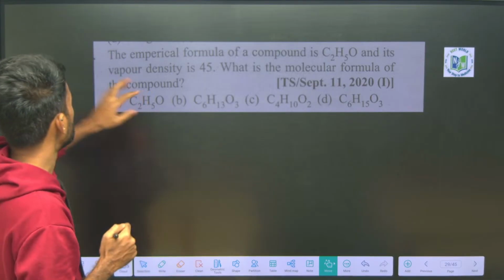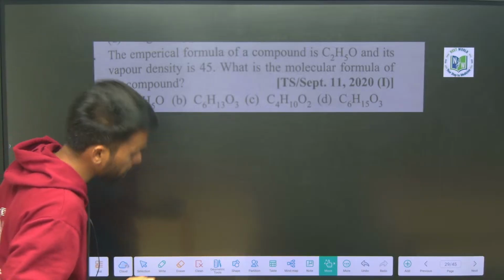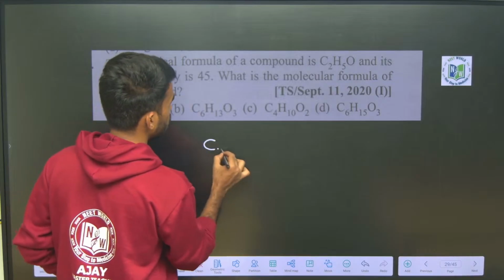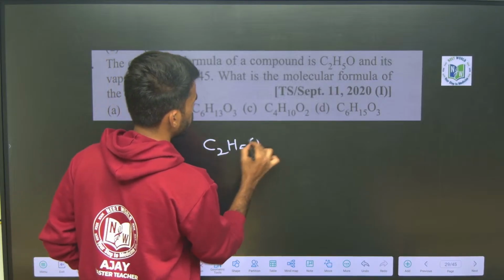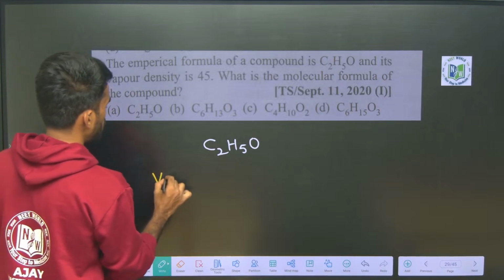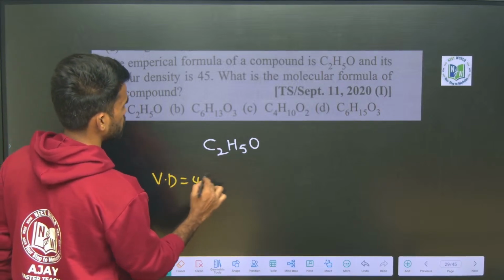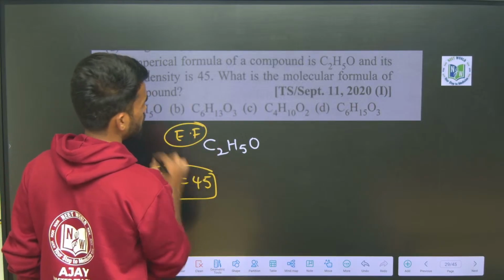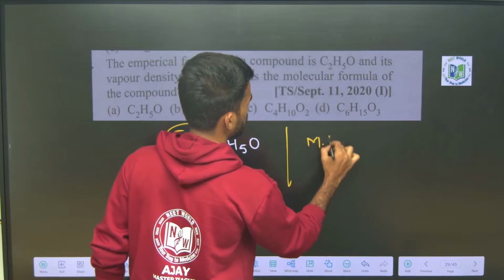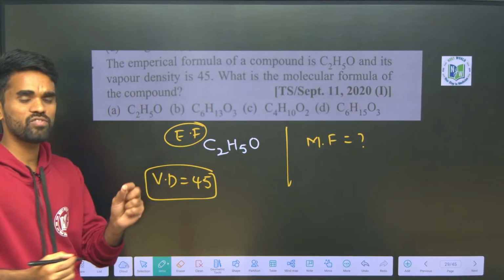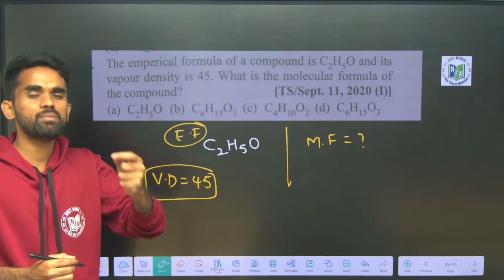Okay, look at here. The empirical formula of a compound is C2H5O and its vapor density is given as 45. What is the molecular formula? This is the empirical formula they are saying, and they are asking what is the molecular formula. Simple question here. There is a relation between vapor density and molecular formula.